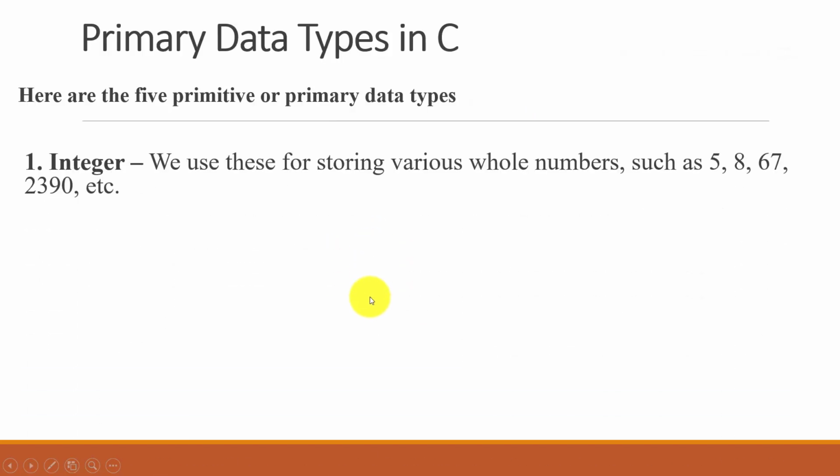Now let's understand the primary data types. Mostly while writing programs, we use the primary data types only, also known as primitive data types. First is the integer, declared as int, and we store whole numbers, for example 5, 6, 667. These are all numerical numbers, and as the format specifier we use %d.